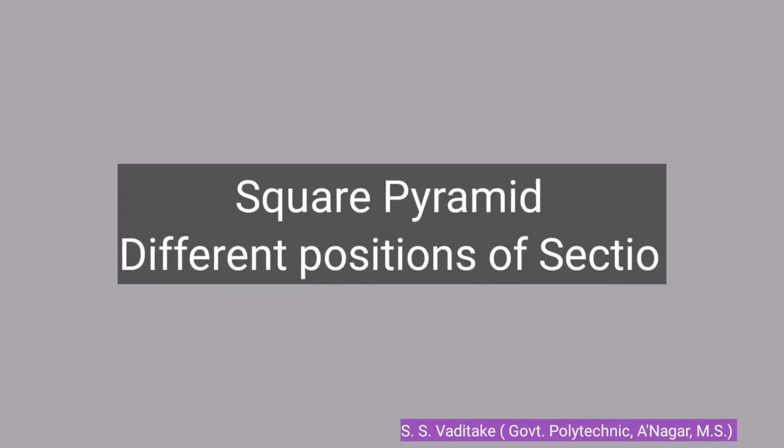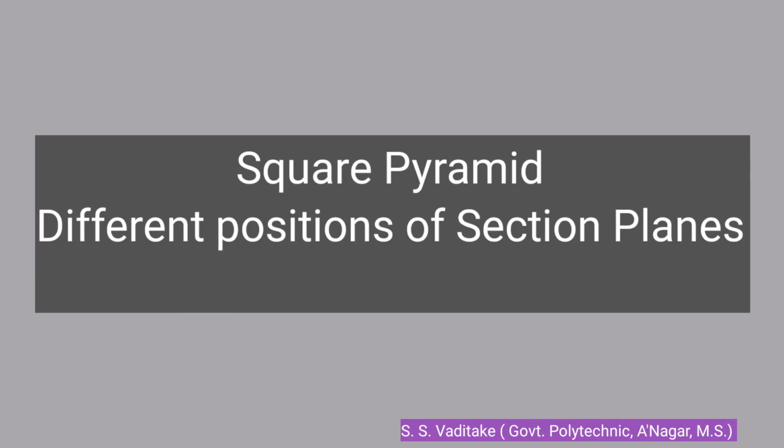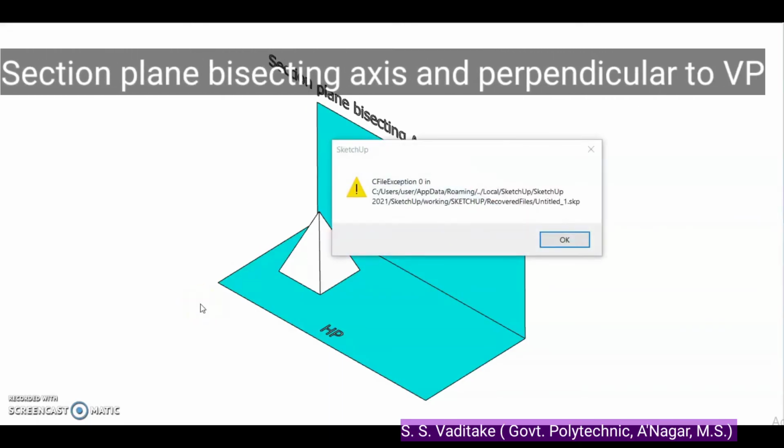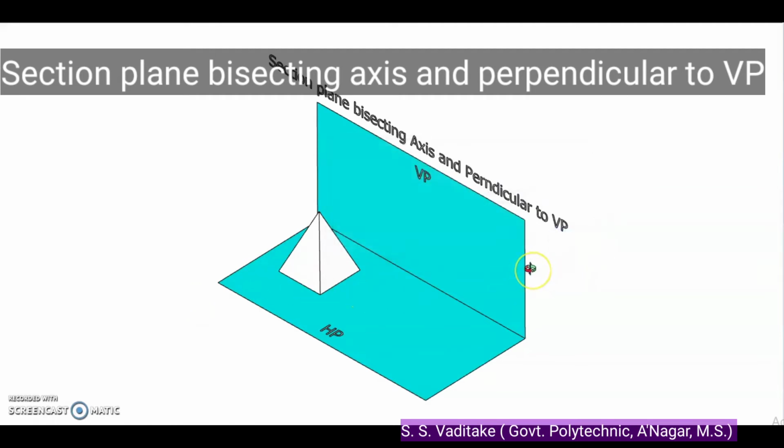Now, with the link of the previous part, we will consider the different positions of section planes for a square pyramid. Now the data given is that the section plane is bisecting the axis and perpendicular to VP. Then it is represented in the given simple problem.